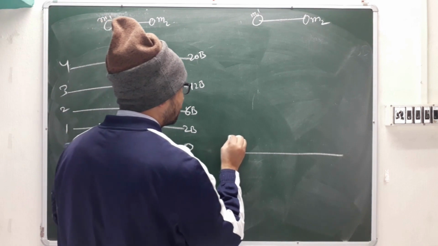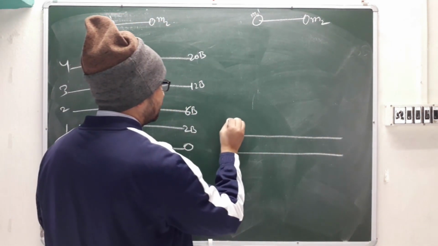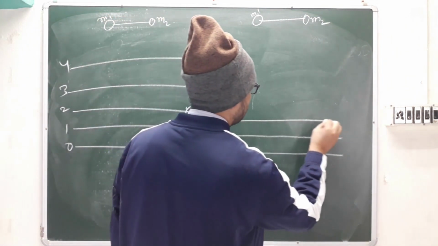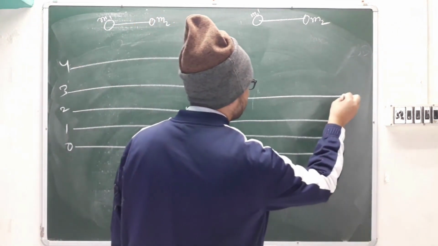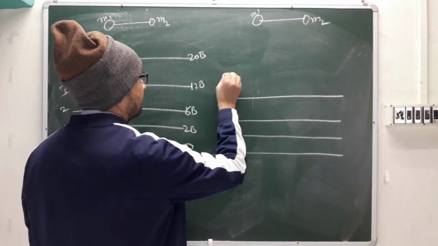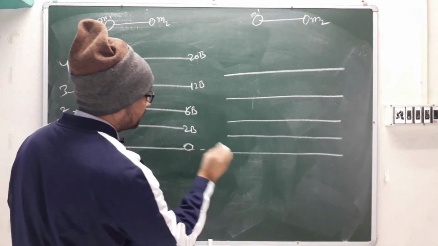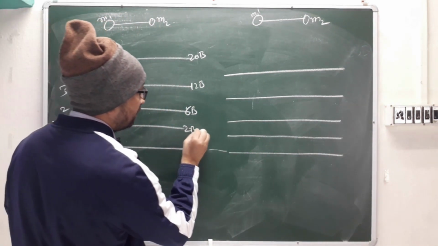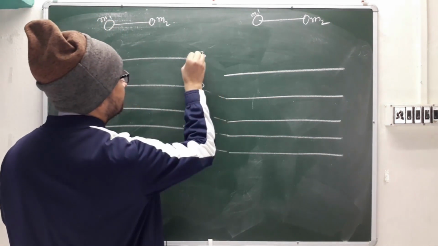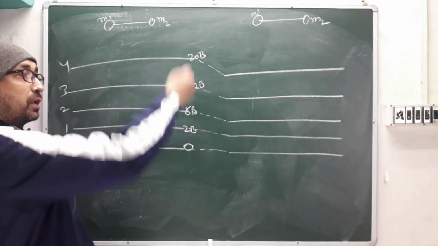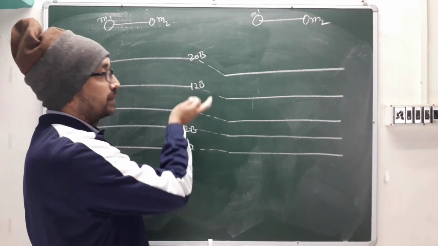Here for 2B, it will be a little bit lesser than this 2B. 6B, again it will be a little bit lesser than this 6B. 12B, again it will be lesser than this 12B. And 20B, it will be lesser than this 20B. What is happening? This is in the same energy level. This will be a little bit less. This one will be again less. See, the more the J value is increasing, the more the difference is getting.